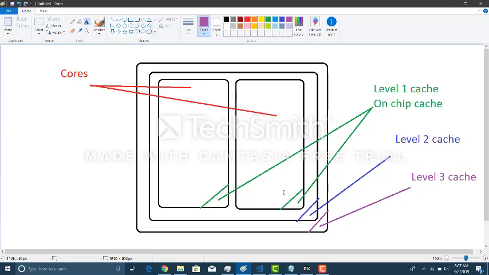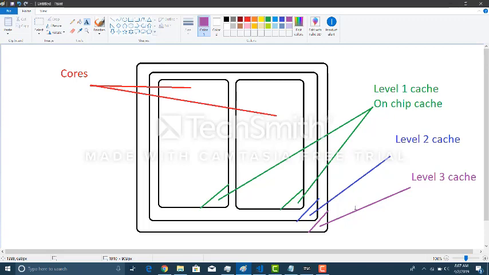Now you know that this is a CPU, and there are two cores because we are taking a dual core processor as the example. These are the cores, and these are the level 1 cache, and we also call them on-chip cache because they are located inside the cores in the CPU. They are the most important cache, because the level 1 cache is the fastest and most immediately accessible cache to the processor. That's the basic diagram, I'll explain the advanced diagram later. So there's a level 1 cache, a level 2 cache and a level 3 cache.